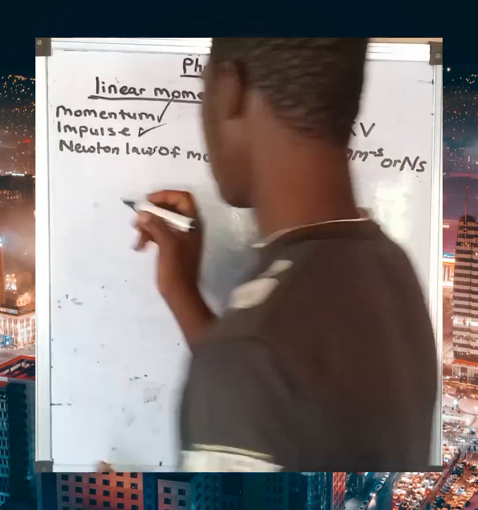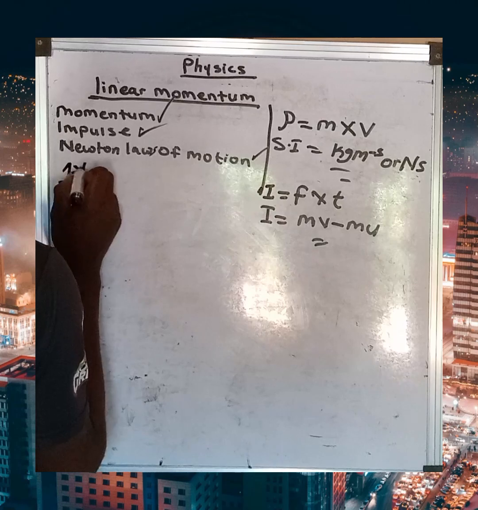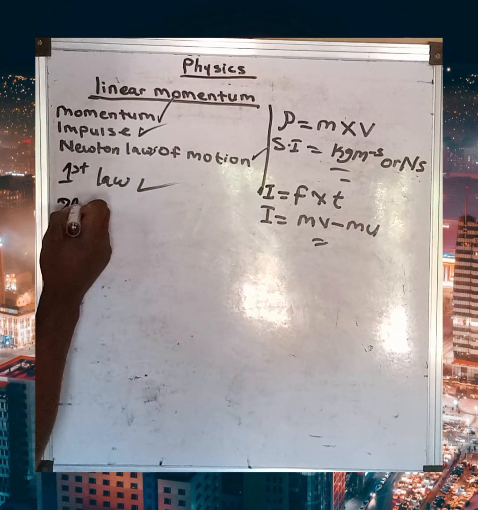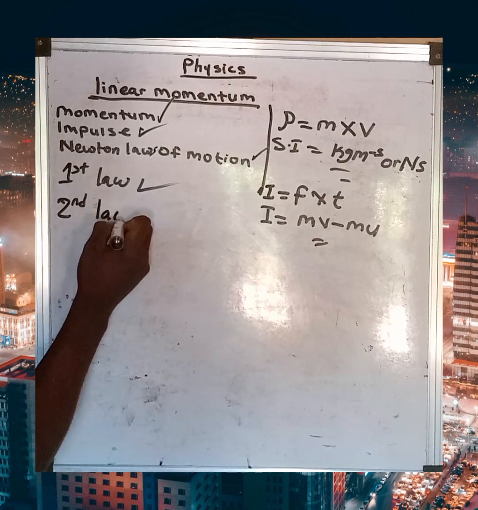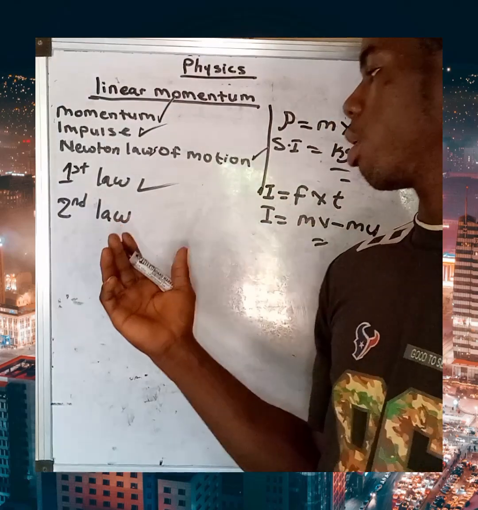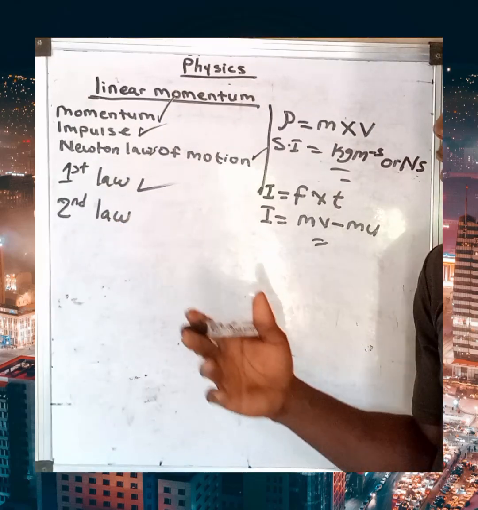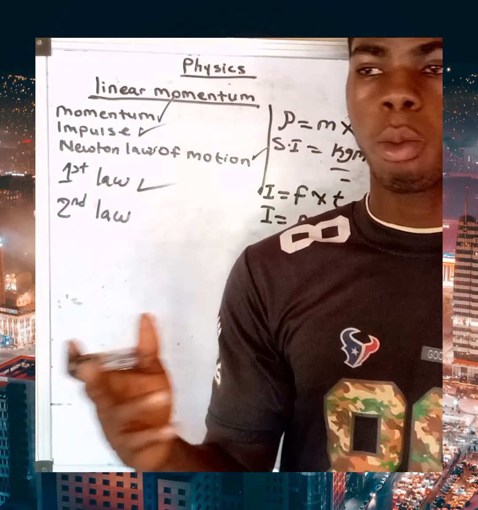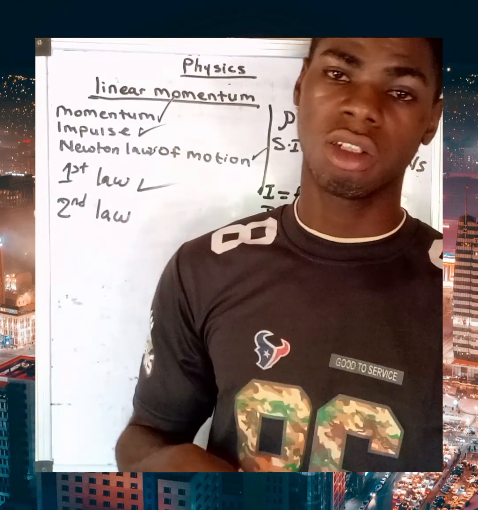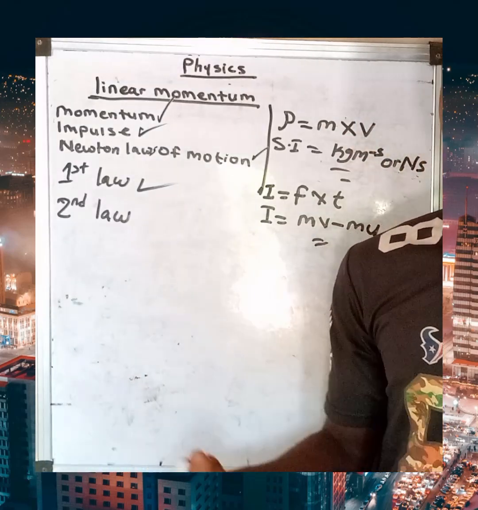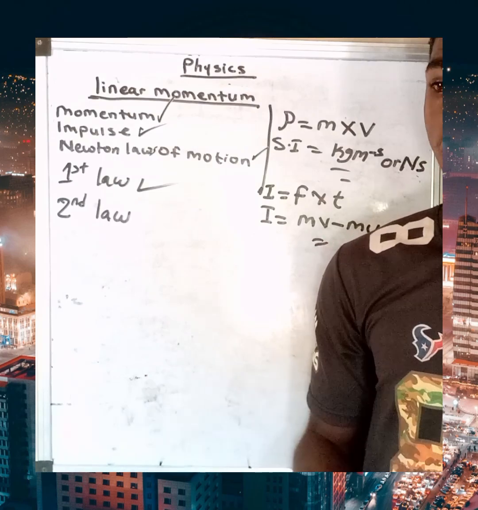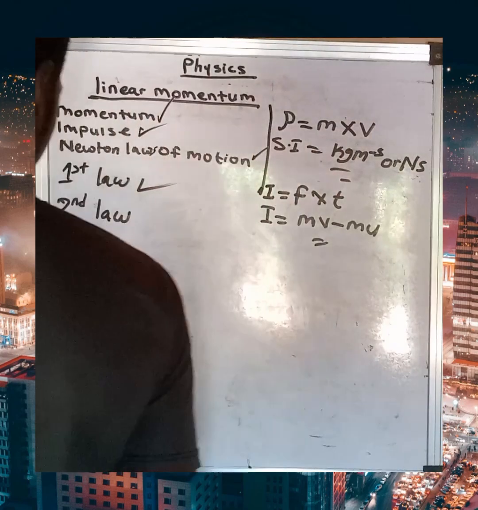So the first law, we have explained this. Then the second law. The second law states that the rate of change of momentum is proportional to the applied force and takes place in the direction of that force. The rate of change of momentum is proportional to the applied force and takes place in the direction of the force, which can be represented as this.